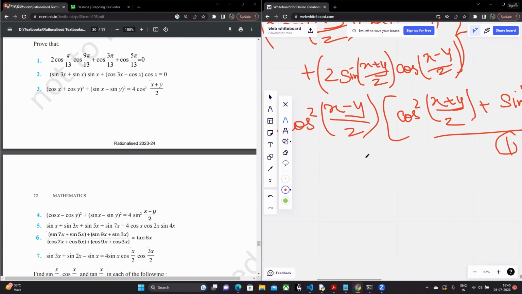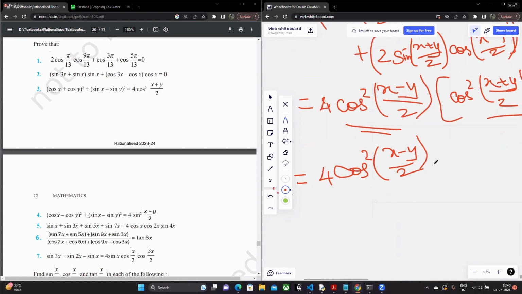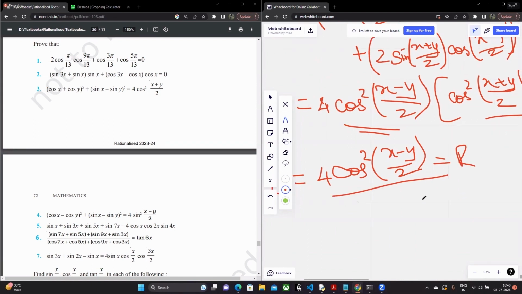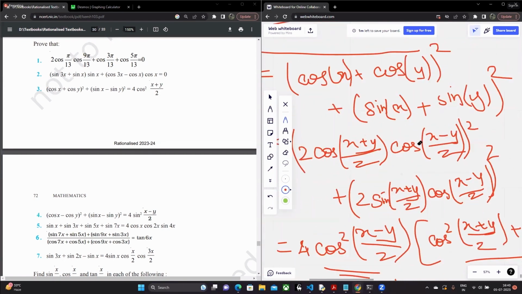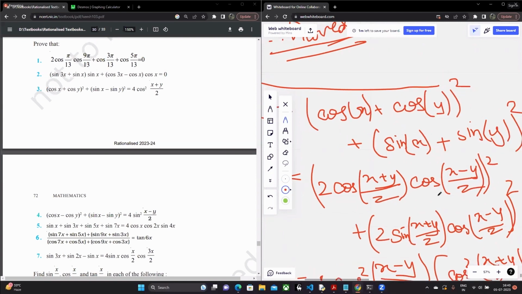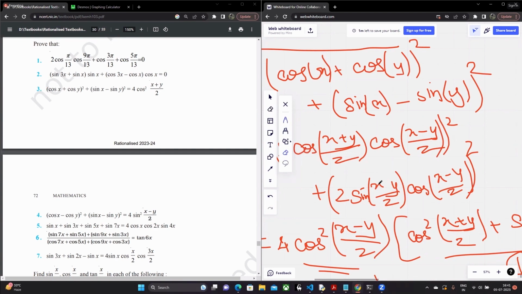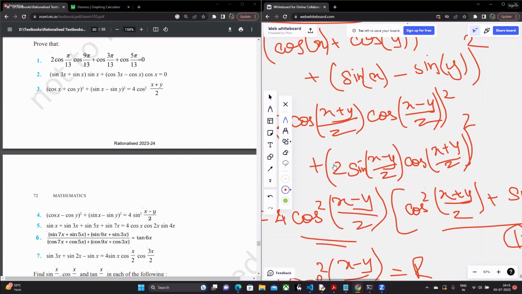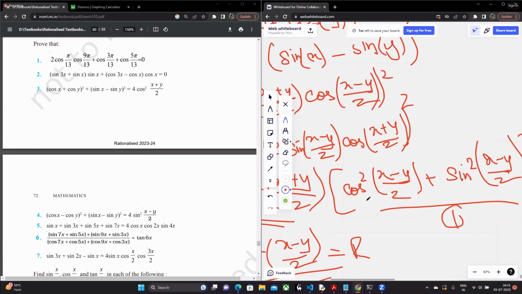And anything into 1 is that anything. Therefore, I just directly skip a step and write that this is equal to 4 cos square of (x minus y) by 2. And this is the left hand side. This is equal to the right hand side. Wait a minute. Okay, I made a mistake. I'm sorry. So here is a minus. So over here, I'll get that this has to be a minus and this has to be a plus. So over here, there will be a plus. Over here, in both these cases, there will be a minus. And so you'll be left with a plus over here.